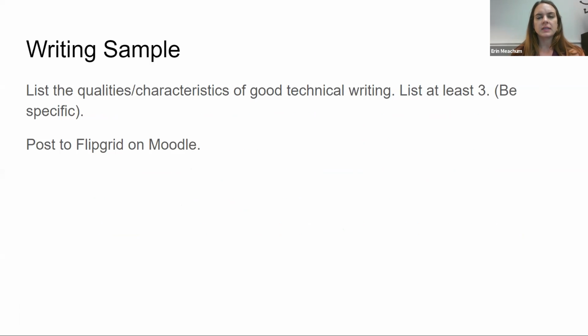And then finally, what we want to do to wrap up is think about, not necessarily a writing sample, although you can include that in your Flipgrid if you would like. But think about what are some qualities or characteristics of good technical writing? We talked about it at the beginning, or I guess I talked at you guys at the beginning of this particular presentation. But think about what would maybe be a characteristic of good technical writing.